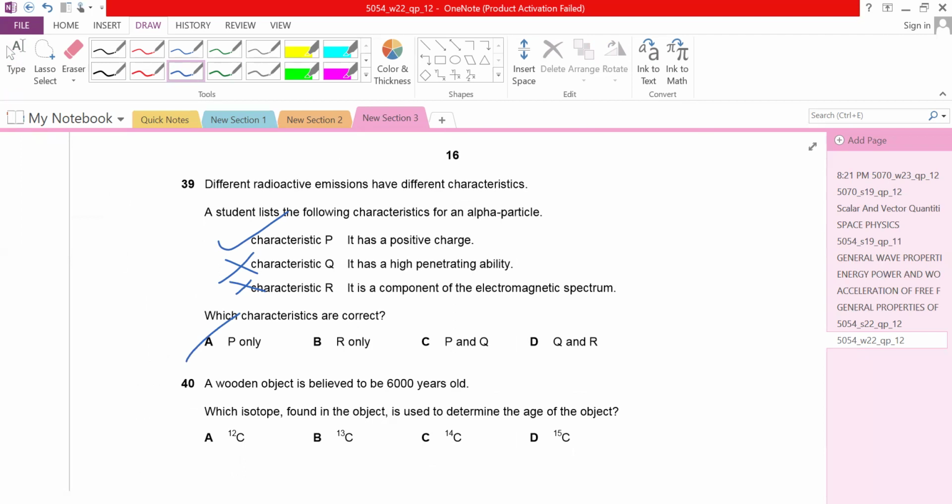Last question of this paper, question number 40. A wooden object is believed to be 6,000 years old. Which isotope found in the object is used to determine the age of the object? The isotope used to determine the age of the object is always carbon-14. So remember this, option C is correct.